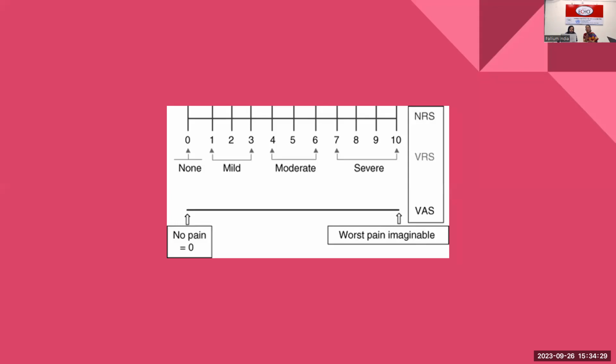This is a standard numerical one. See, in this itself, you have the numbers, and the expressive words, mild, moderate, severe. You can connect them with the numbers. So all this, you explain to them and get the information.